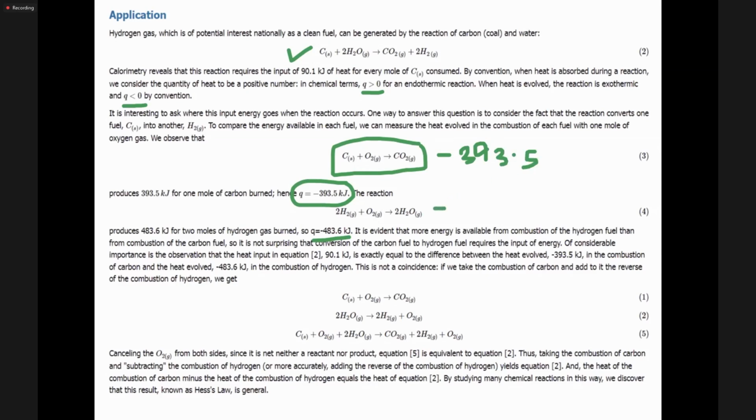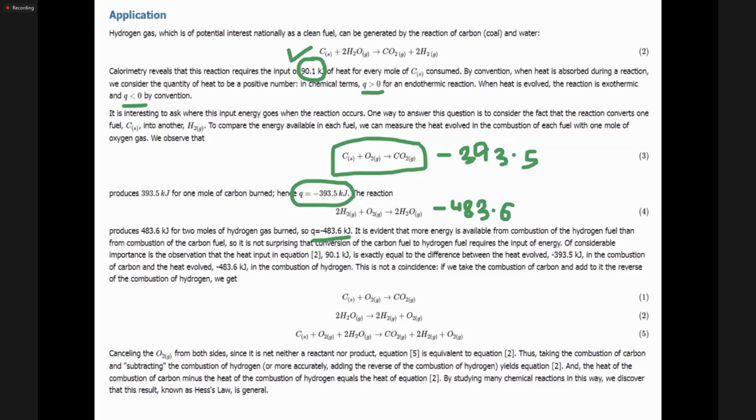For this second reaction, we have the value of minus 483.6 kilojoule. Now, if we take the difference between these two, we end up with 90.1 kilojoule of heat. That is for the endothermic procedure for the carbon to hydrogen fuel test. It is not a coincidence.